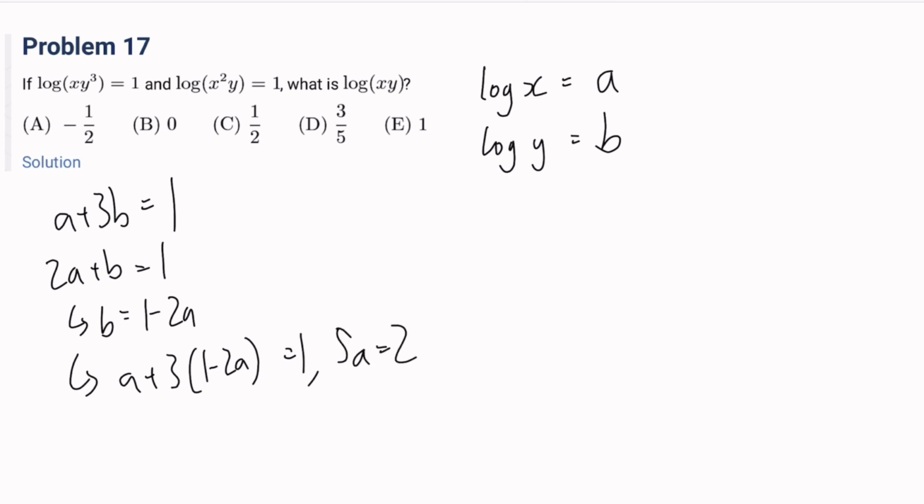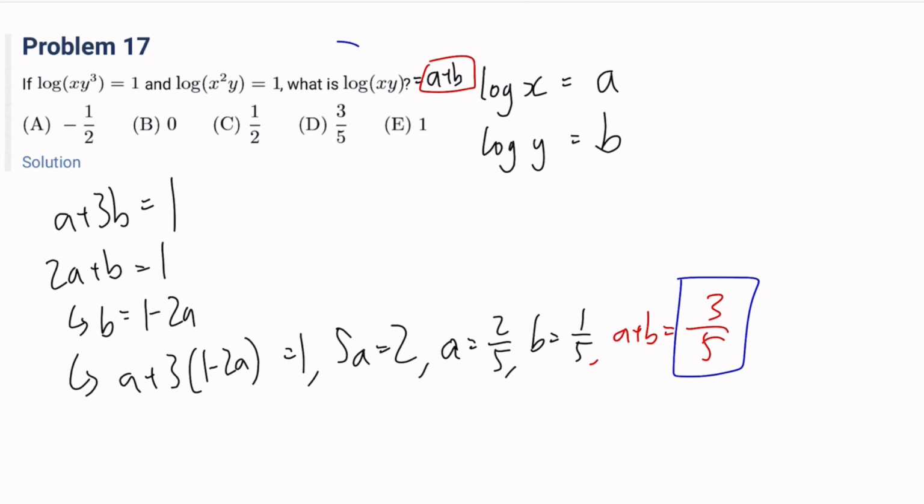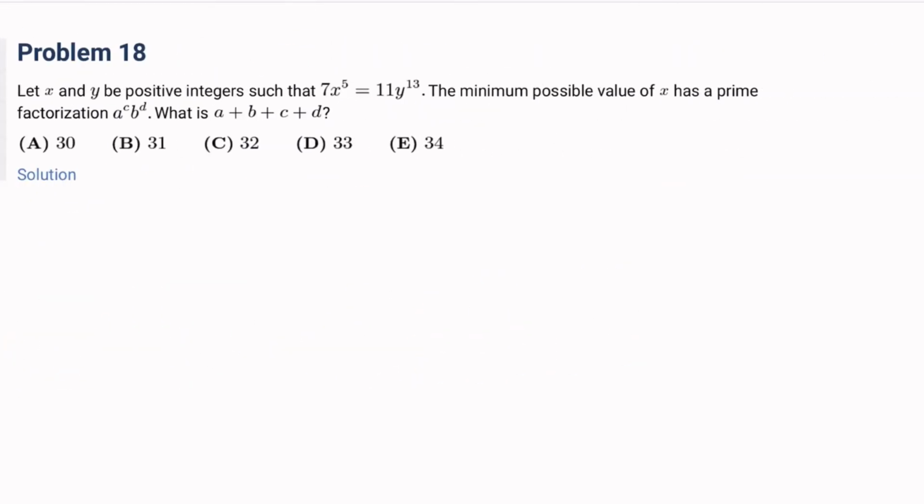5a equals 2, so a equals 2 over 5, right? And since a equals 2 over 5 and b equals 1 minus 2a, b equals 1 over 5, right? And we want log xy, which is just log x plus log y. So this is equal to a plus b. A plus b equals this plus this, which is 3 over 5. So this is our answer. It's D.